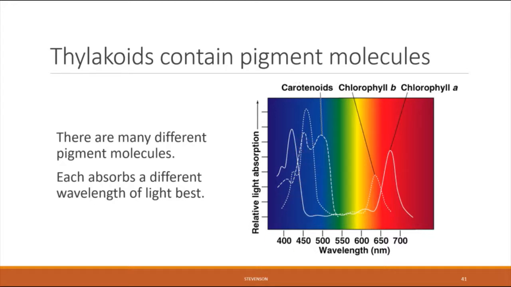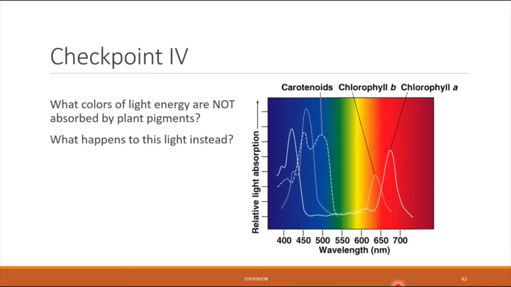So my question for you in this next checkpoint, looking at this graph, what colors of light energy are not absorbed by these common plant pigments? And then speculate, what is it that happens to this light instead if it is not being absorbed and used for photosynthesis?